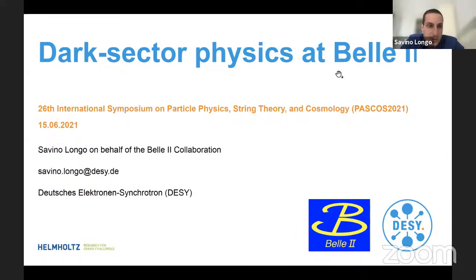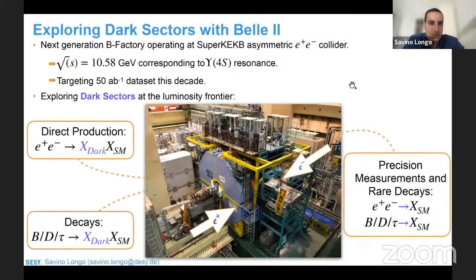So I'll be presenting on dark sector physics at the Belle 2 experiment. So Belle 2, we're a next generation B factory operating at the SuperKEKB asymmetric electron-positron collider. Shown on the slide is a picture of our detector. So in the center here, we collide electron positrons at a square root S of about 10.6 GeV. So this corresponds to the Upsilon-4S resonance. And we're targeting to integrate a 50 inverse attobarn data set this decade.